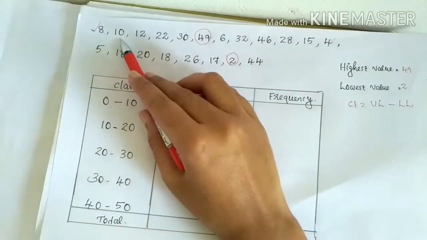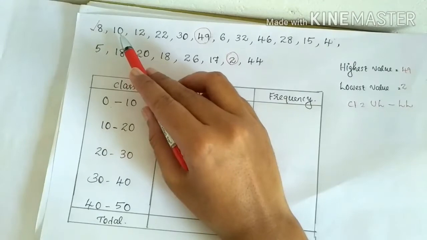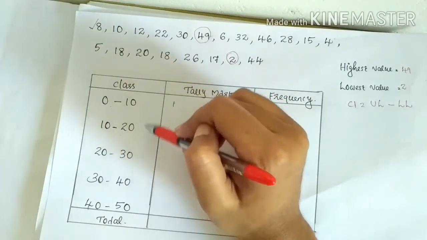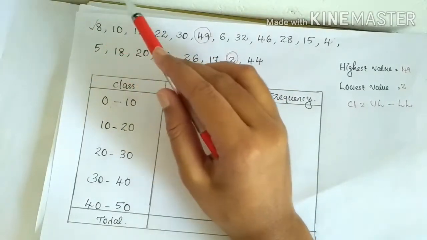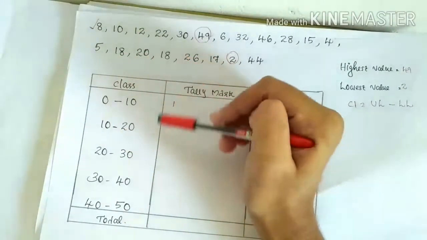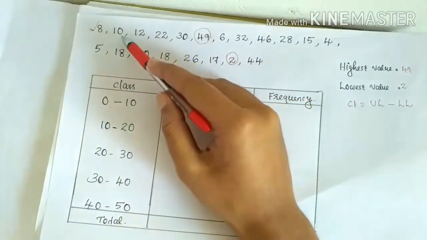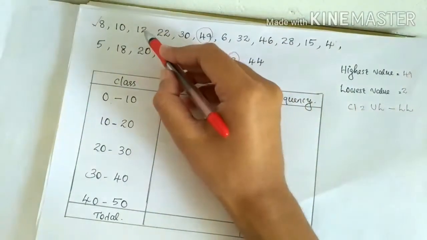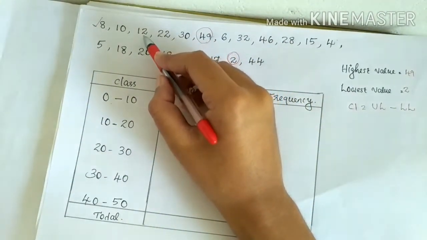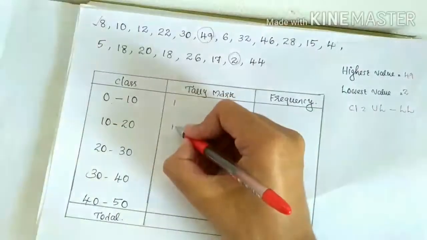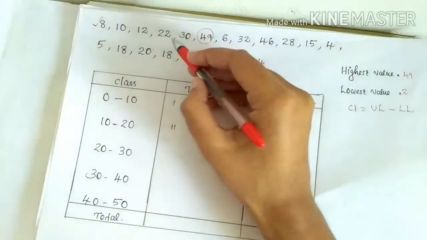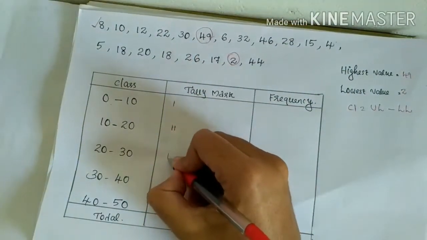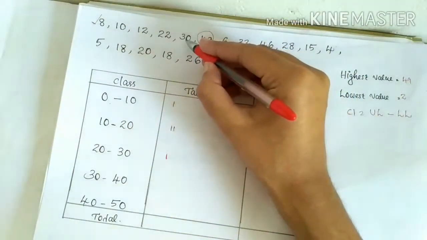Then the value of 10. I already said, in this method, the frequency distribution is prepared in an exclusive method. So the upper limit is not included in that particular class. It is included in the next class. So the value of 10 is included in the next class, that is 10 to 20. And the value of 12 is included in the class of 10 to 20. And the value of 22 is included in the class of 20 to 30. And the value of 30.